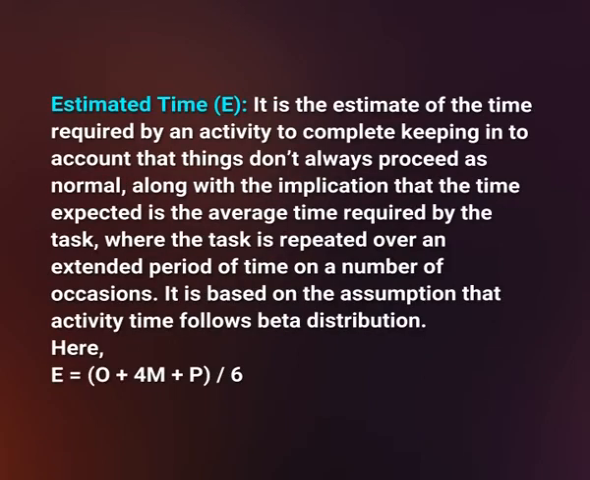Estimated time. It is the estimate of the time required by an activity to complete, keeping into account that things do not always proceed as normal, along with the implication that the time expected is the average time required by the task, where the task is repeated over an extended period of time on a number of occasions. It is based on the assumption that activity time follows a beta distribution. Here E is equal to O plus 4m plus P divided by 6.